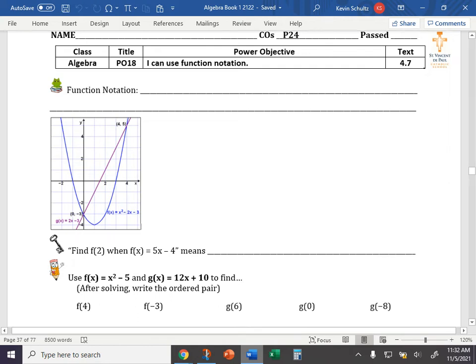Good day, algebra. We rarely have a Friday lesson, but this is just too much fun to save until Monday, so we're going to do it today. And what we're doing is a PO, and it's using function notation.